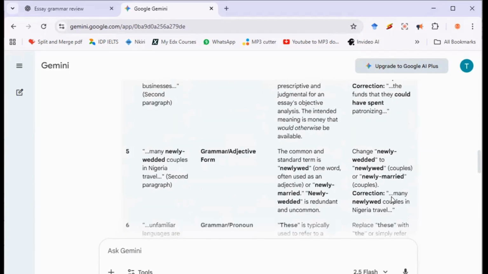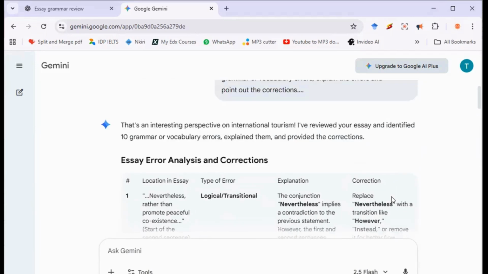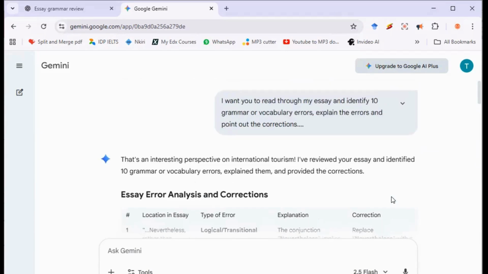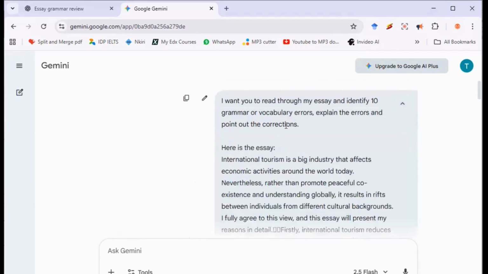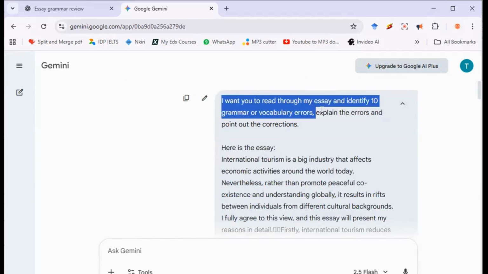So, once I do that, it helps you to understand grammar better, and it helps me when I'm writing my next essay. Even when I'm writing my next essay, after writing, I'll still come and do this same thing. So whenever you want to use ChatGPT to make corrections and learn, this is how you write it. Just say, I want you to read through my essay and identify 10 grammar or vocabulary errors.